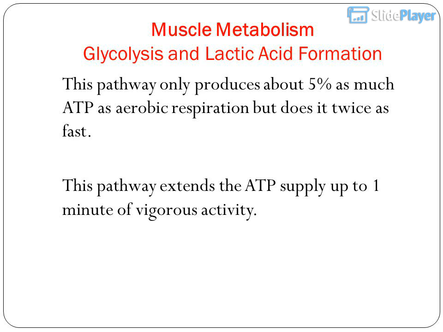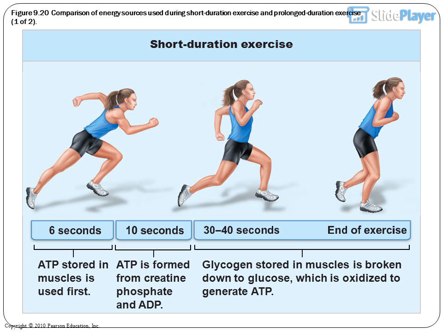Muscle metabolism. Glycolysis and lactic acid formation. This pathway only produces about 5% as much ATP as aerobic respiration but does it twice as fast. This pathway extends the ATP supply up to 1 minute of vigorous activity. Figure 9.20: comparison of energy sources used during short duration exercise and prolonged duration exercise, 1 of 2.